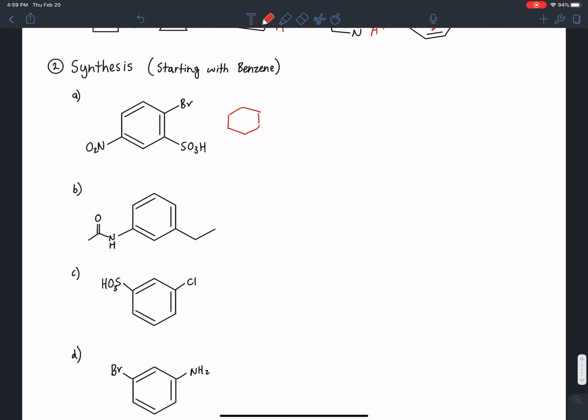We're going to start with the benzene. You can add the Br first. The very next thing, Br is a deactivator, but it still goes ortho para, so it's going to go over here. The next thing we'll add is NO2.